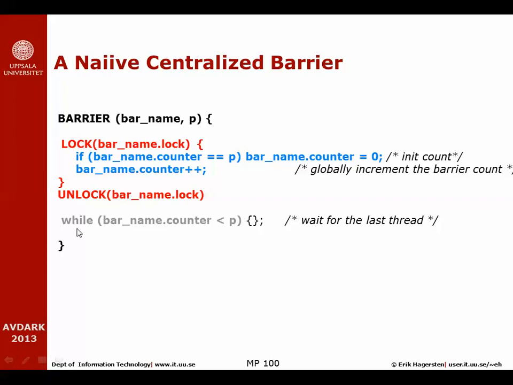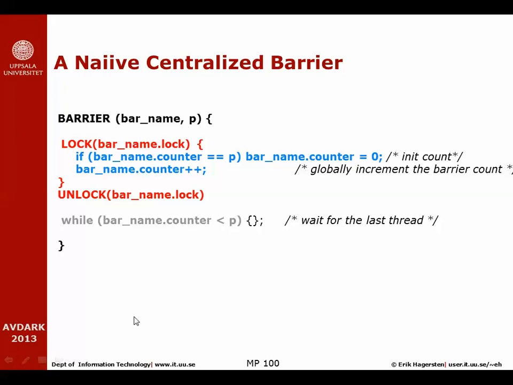And then you simply sit there and wait until the global counter, that's read and written by everybody, reaches the value P, because then you know that all other threads have also incremented that counter, and when it reaches P, you fall out of the barrier, life goes on.